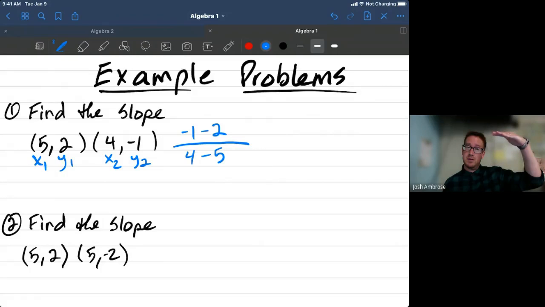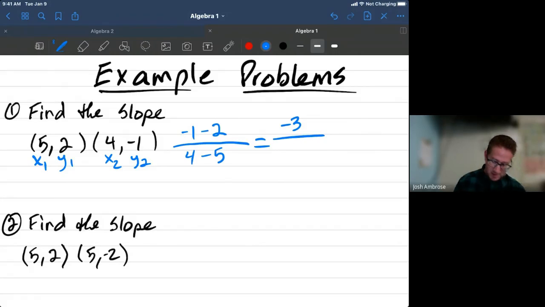Remember, up there in the notes, you should be looking exactly at your notes as you look at these example problems so you can walk through it with me. Okay, now it's simply a matter of calculation. -1 minus 2 is a -3. Put that division sign. 4 minus 5 creates a -1.